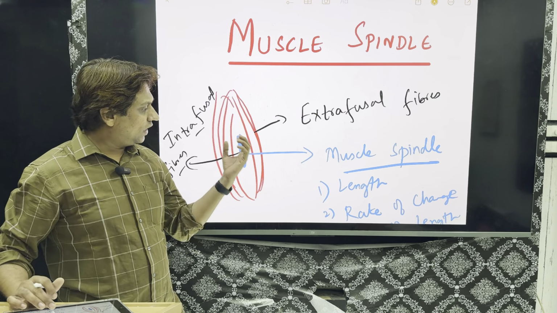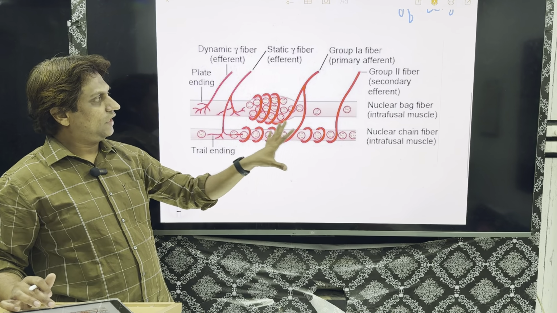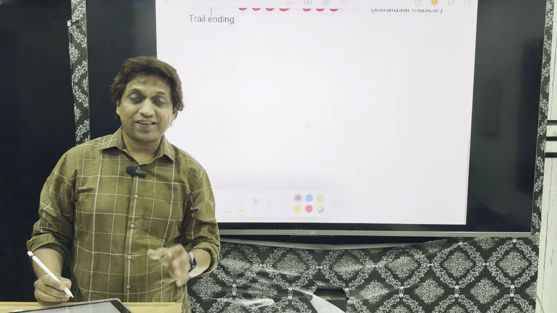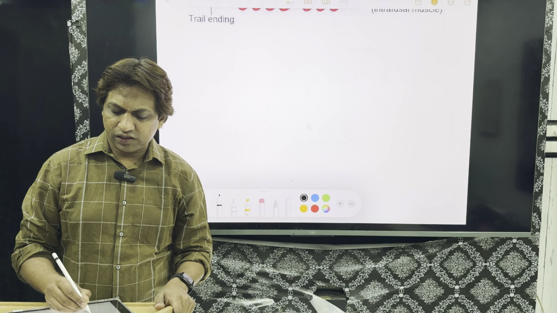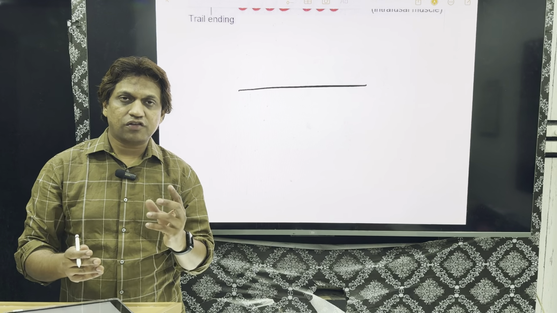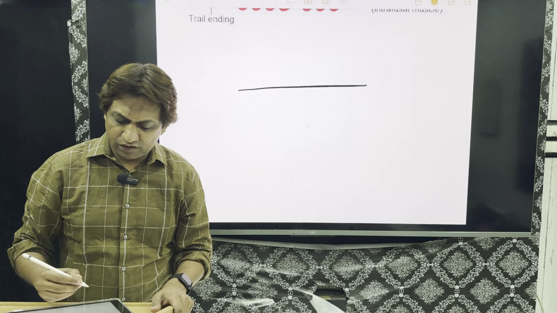If we enlarge and see the structure of the muscle spindle, it will be like this. Let me draw this again; we will come back to this diagram. How exactly does it look? It is around 3 to 12 millimeters in length and lies parallel to the skeletal muscle fibers, and it has around 3 to 10 intrafusal fibers.